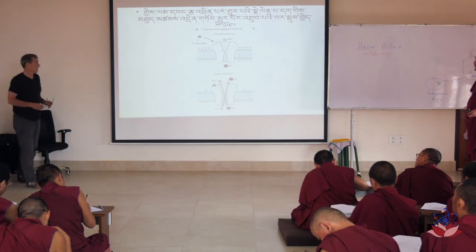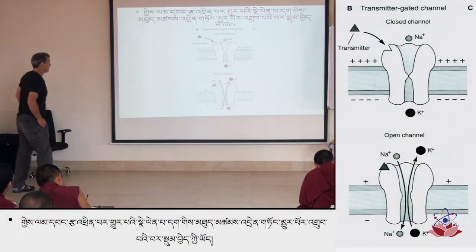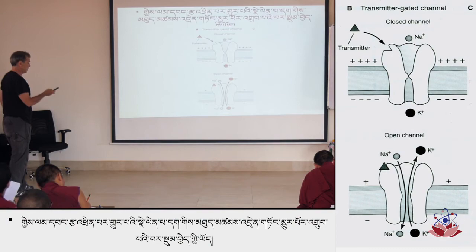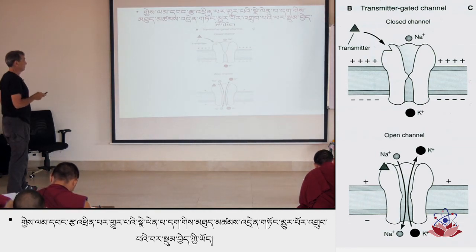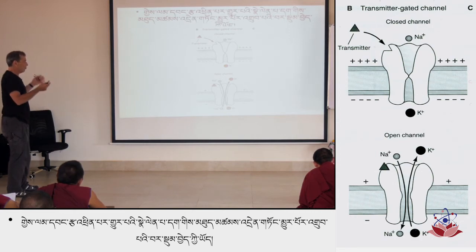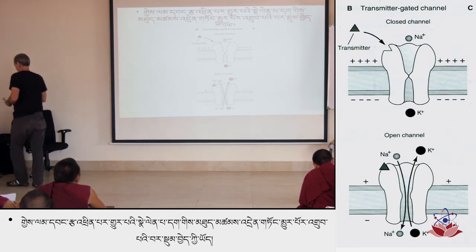Here I'm just showing you again. In this particular example, we have a neurotransmitter arriving. Binds to a sodium channel. It opens. And in this case, when it opens, ions flow through.